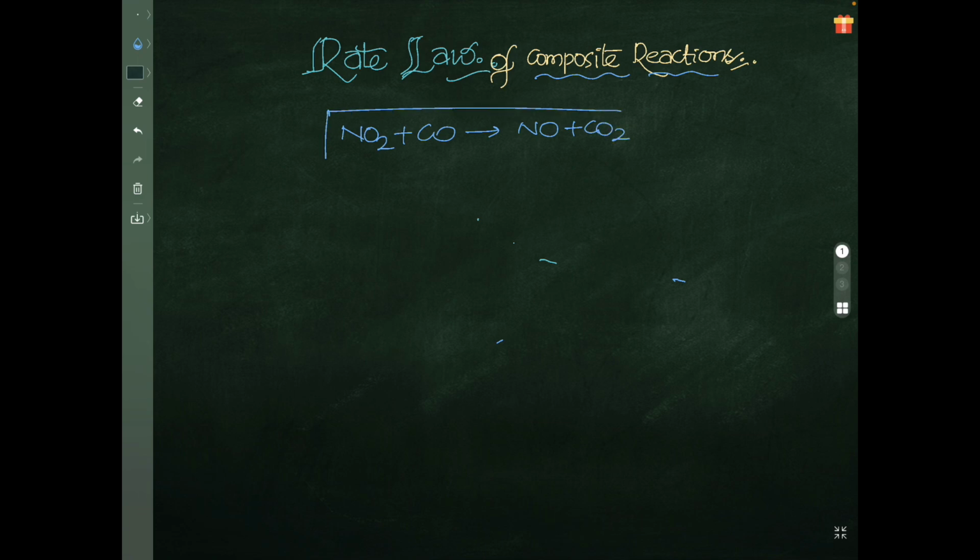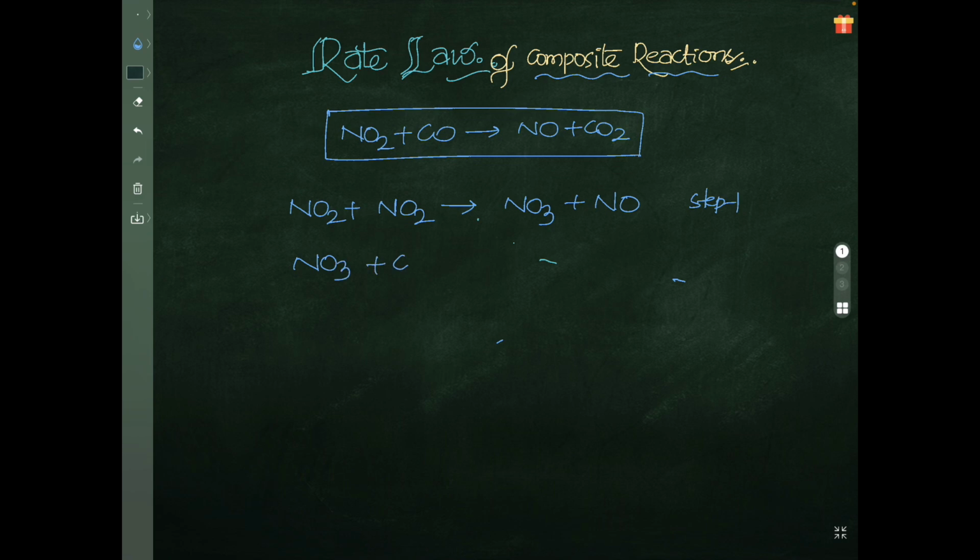This is the reaction, but this reaction won't take place in one step. Step 1 is NO2 joins with NO2 to form NO3 and NO. This is step 1. The second step is NO3 will react with carbon monoxide to form carbon dioxide and NO2 as it is.